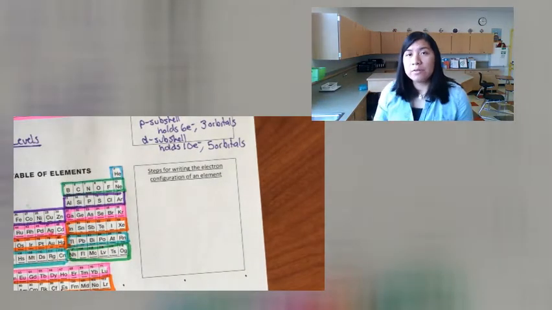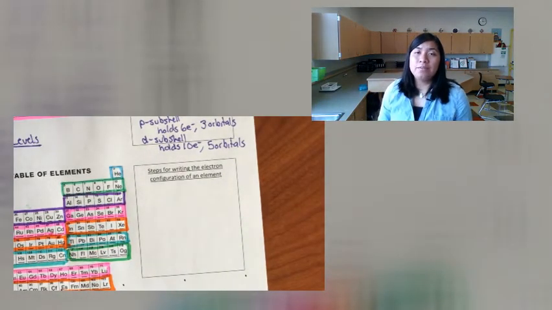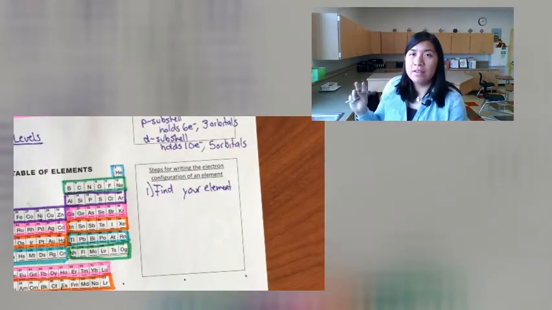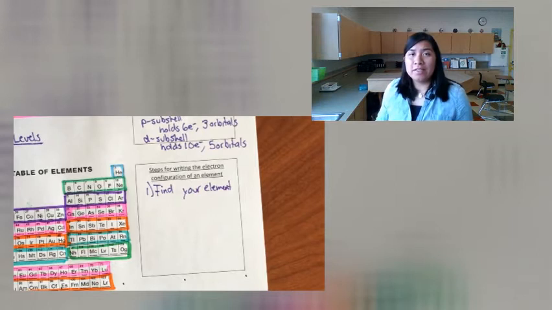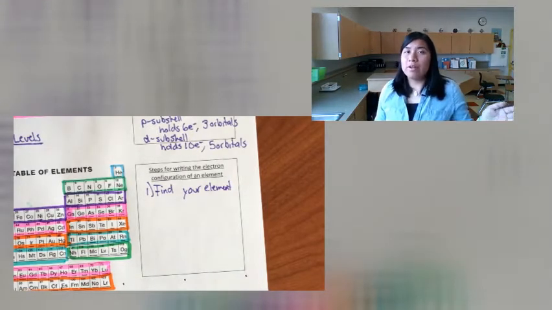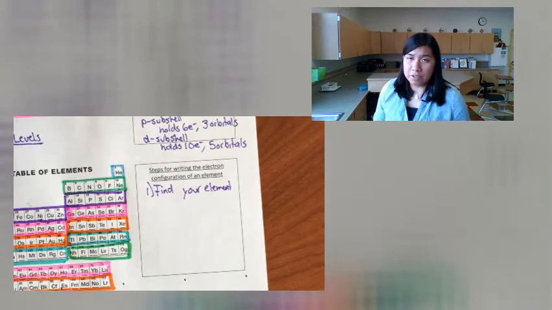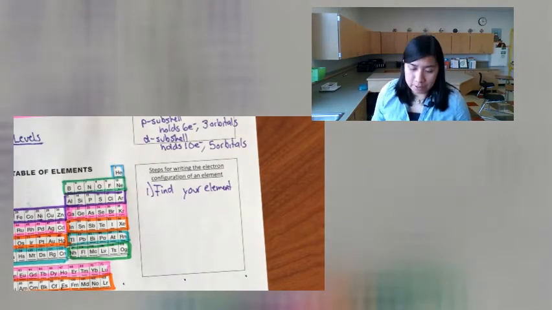Now let's go over here for 2 steps that we need for writing the electron configuration. Your first step is going to be to find the element that you're looking for. The second step is you're going to write the electron configuration, so the energy level, the subshell that you're in, and how many electrons are filled right before that element, starting from hydrogen. And I'll show you examples of what that means.